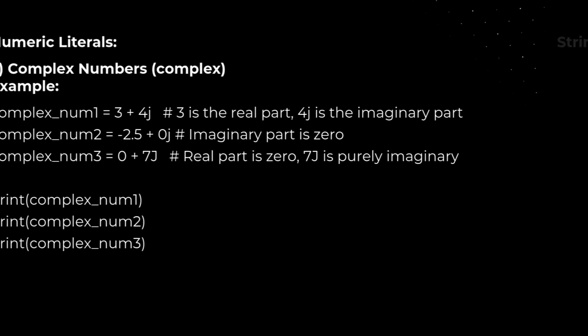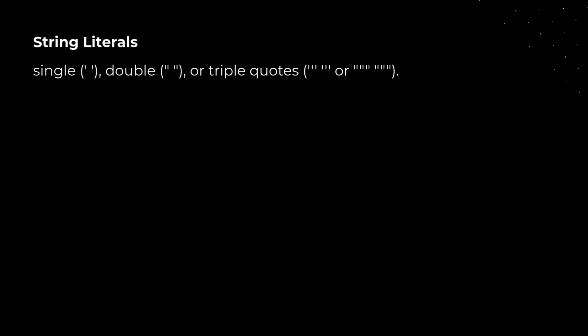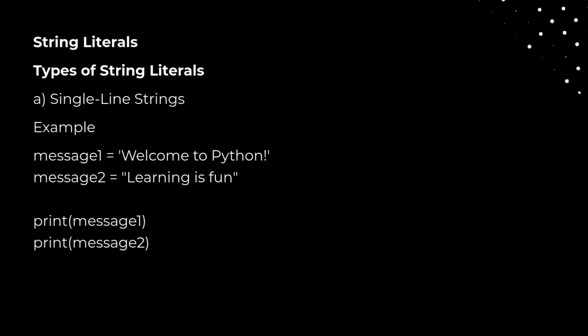Now let us see the second type of literal, that is string literals. In Python, string literals are a series of characters enclosed within single quotes, double quotes, or triple quotes. They are used to store and work with textual data such as names, messages, or even multi-line content. Types of string literals: single line strings. These are used for simple one-line text and are enclosed in either single or double quotation marks. For example, message 1, welcome to Python in single quotes.